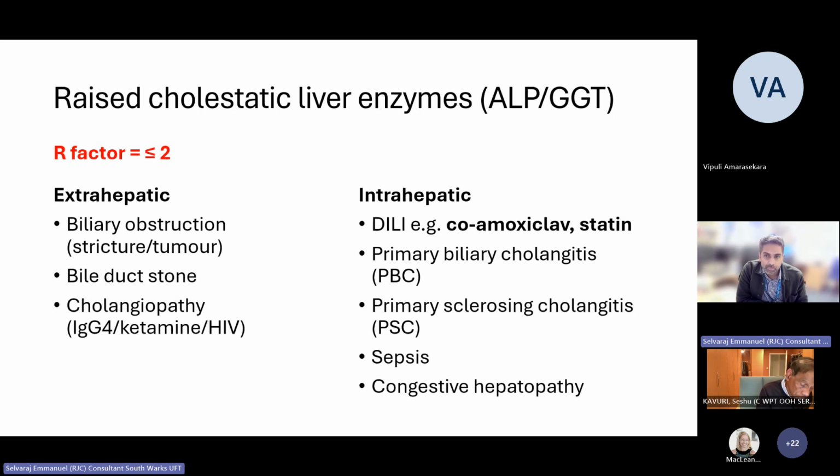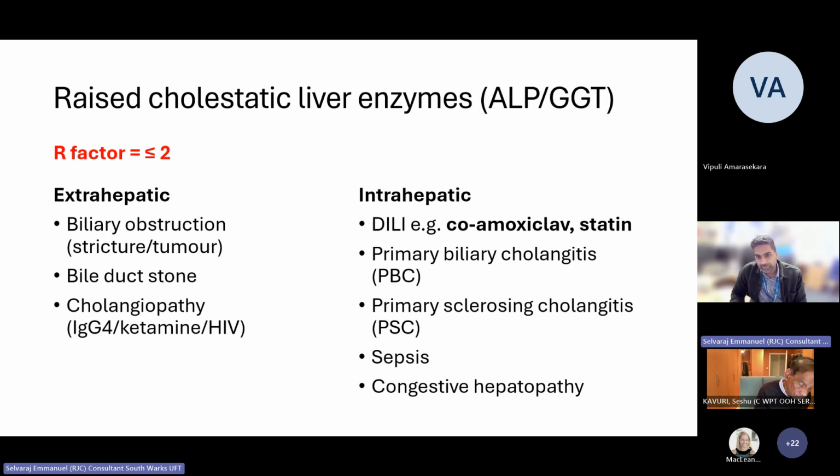But what is more common that you might see is intrahepatic causes, and the biggest culprit is co-amoxiclav. We have to remember that it can be 6 to 8 weeks from the time the co-amoxiclav was started or finished, so the lead time is quite long. It's important to go back and check if they were on co-amoxiclav or any other medication during that time. PBC and PSC are quite rare, though PBC is more common. We do see a lot of referrals for PBC. One of the first signs can be an isolated gamma GT, but more often it is alkaline phosphatase that goes with gamma GT.